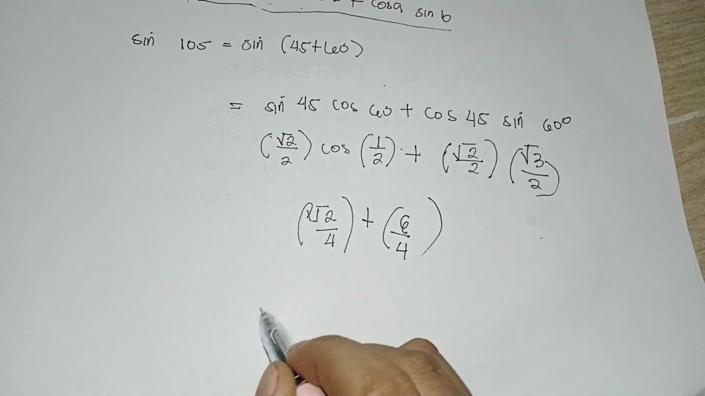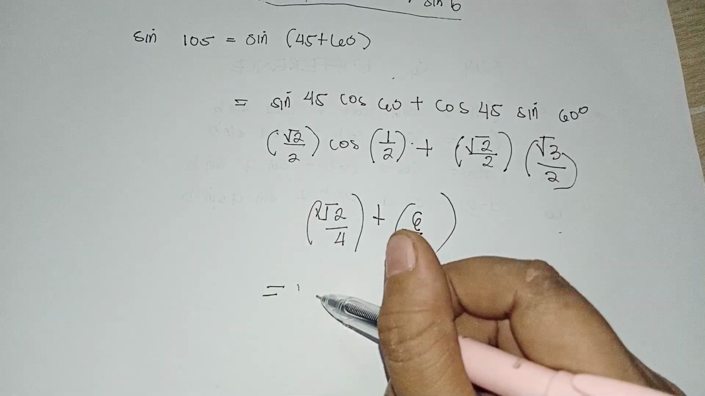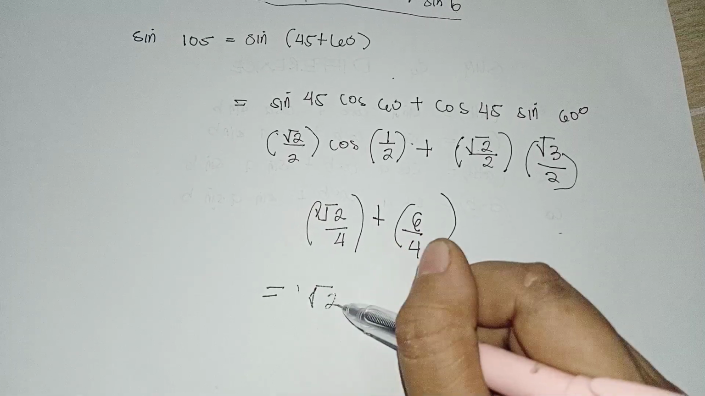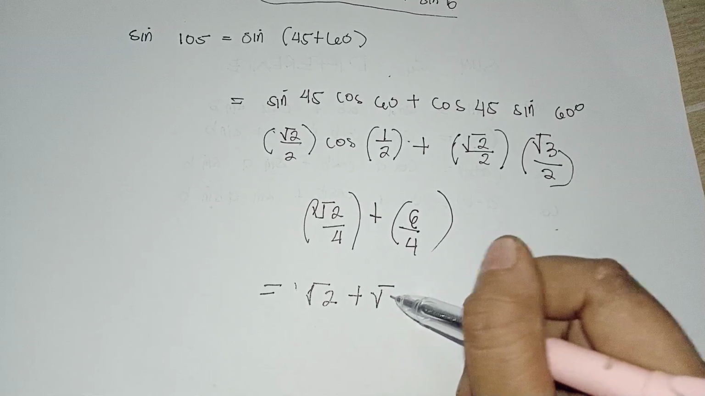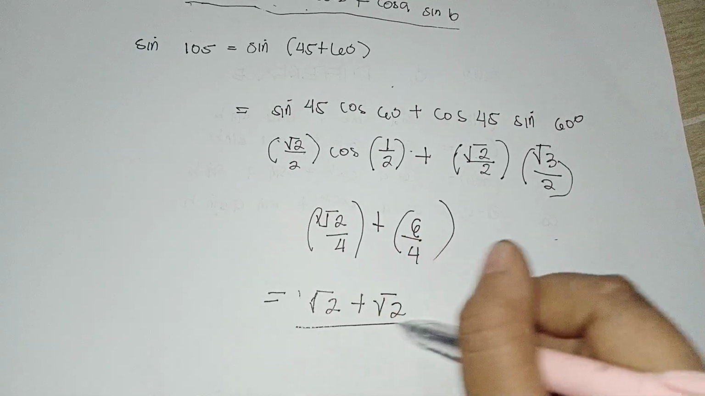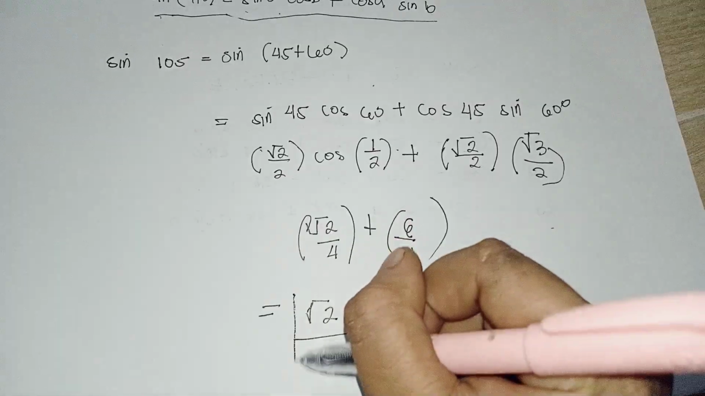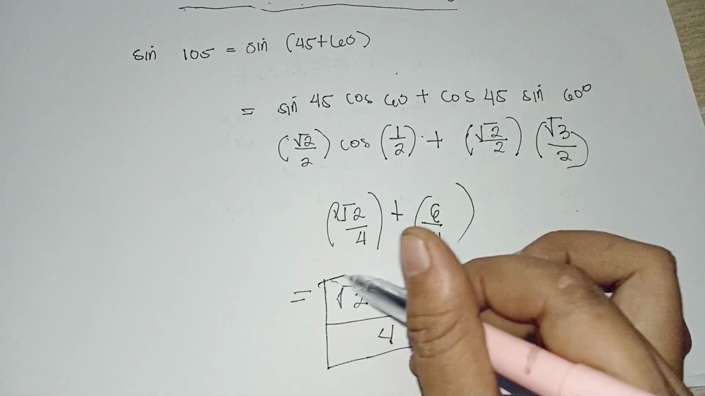And now, square root of 2 plus square root of 6, all over 4. This is the sine of 105.